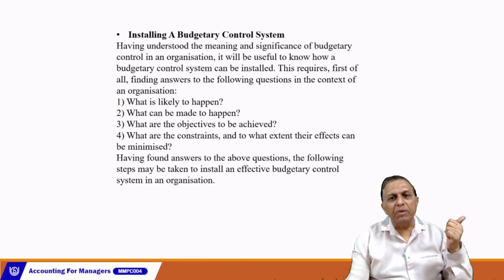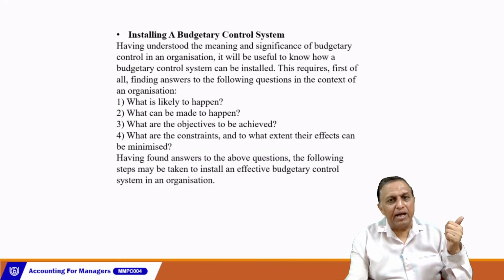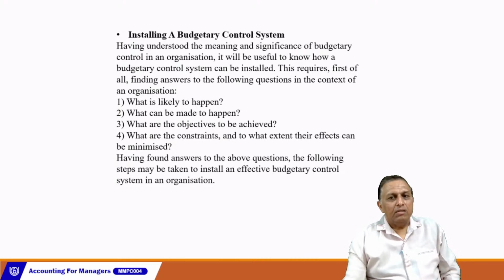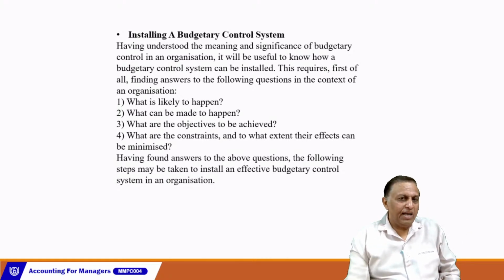So having understood the meaning and significance of budgetary control in an organization, it will be useful to know how a budgetary control system can be installed. This requires, first of all, finding answers to the following questions in the context of an organization. What is likely to happen? What is your plan? What can be made to happen? If you can make some benchmarks, some efforts, you can make it happen also.